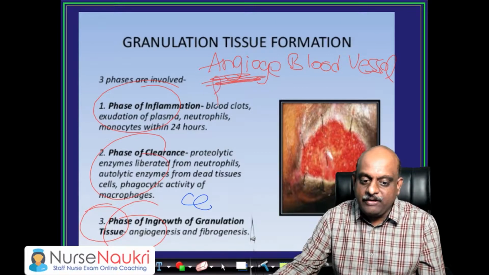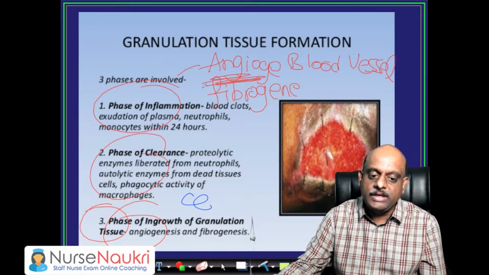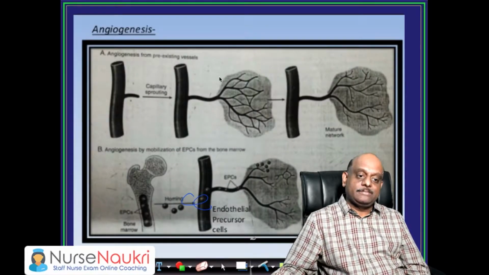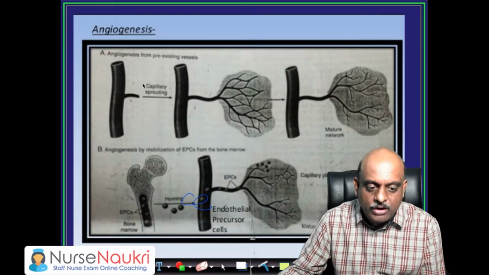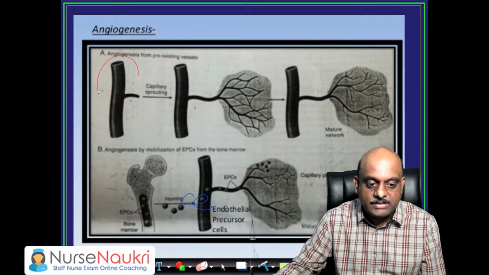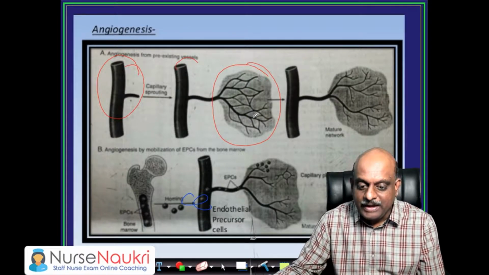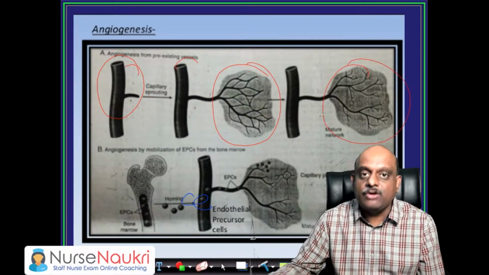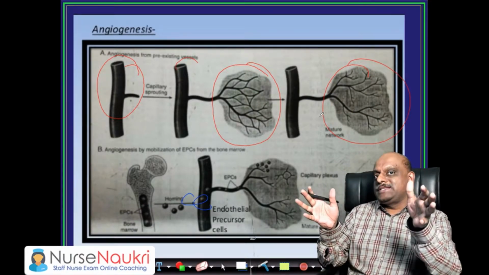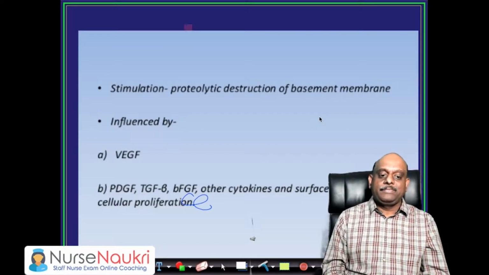Angiogenesis and fibrogenesis. These are the two things you need to remember when there is granulation. So this is called angiogenesis. So you can see here that this is the vessel, capillaries are growing, and a mature network of capillaries has formed. This is the angiogenesis that happens whenever the wound is healing, is what you should remember.